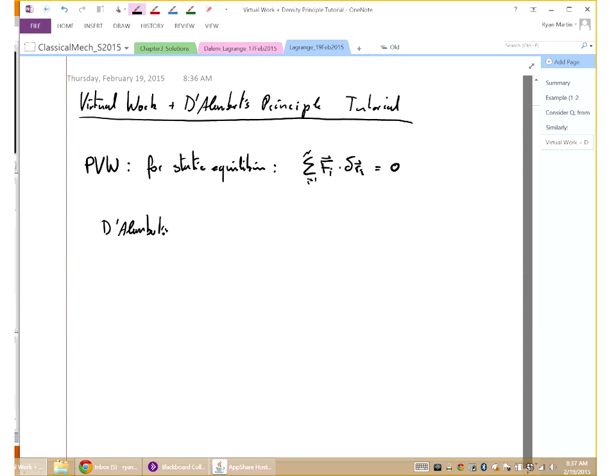And D'Alembert's principle extended this to dynamics, and it gave us that d by dt of the kinetic energy of the system by qj dot minus partial T by partial qj. So this expression should start to look pretty familiar, and that's got to be equal to the generalized force, Qj.